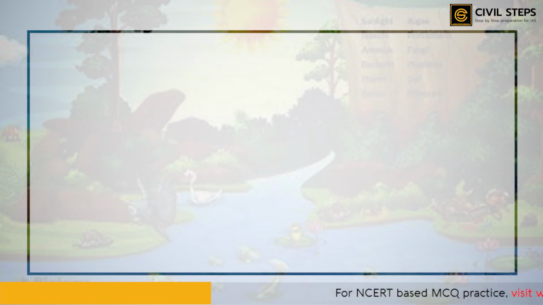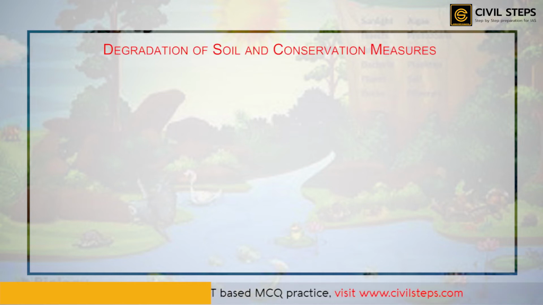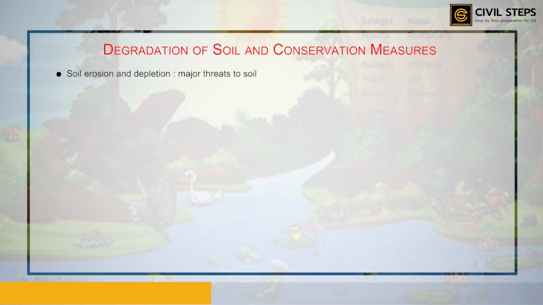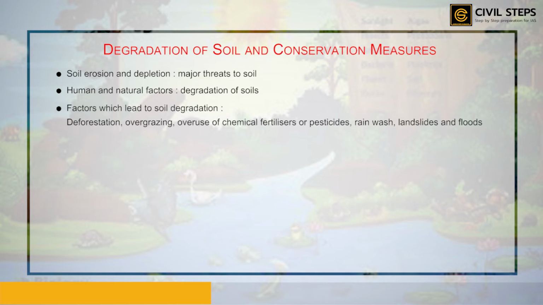Now let us discuss how soil is being degraded and what are the conservation measures that are taken for it. So soil erosion and depletion are major threats to soil as a resource. Both human and natural factors can lead to degradation of soils. Factors which lead to soil degradation are deforestation, overgrazing, overuse of chemical fertilizers or pesticides, rainwash, landslides, and floods. So this is about the degradation of soil.